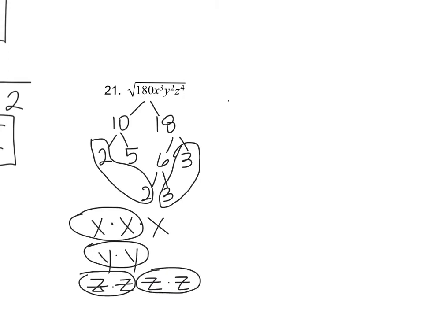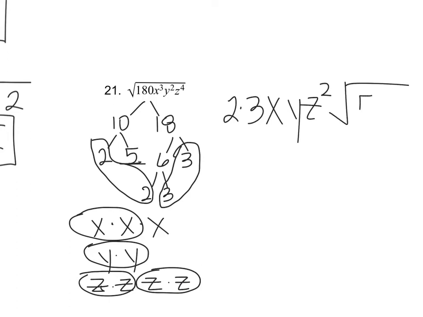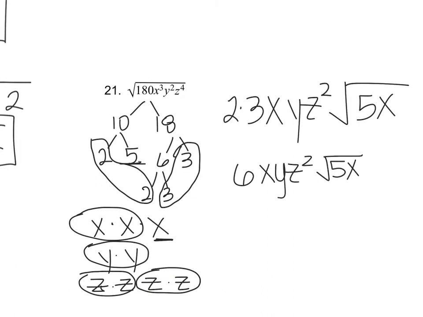So for my numbers, I'm going to have my 2 times my 3. I have one group of x's, so I'm going to have x. I have one group of y's, so I'm going to have y. I have 2 groups of z's, so that's actually going to give me z squared. Underneath my square root, I had a 5 without a pair, and I also had a leftover x. So both of those are going to go underneath my square root. My last step is go ahead and multiply the 2 and 3. So my final answer is going to be 6xyz squared square root 5x.